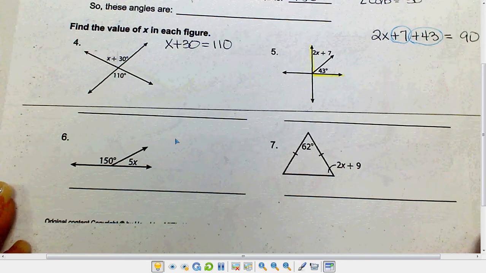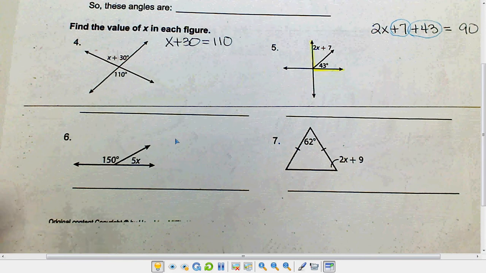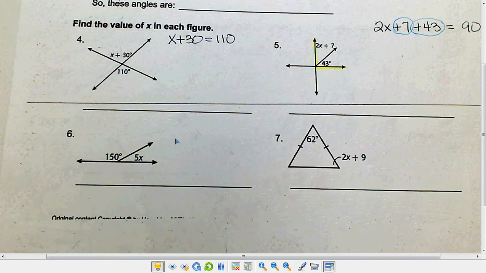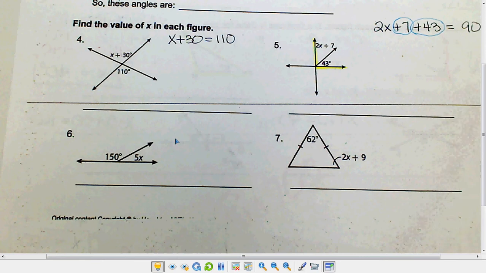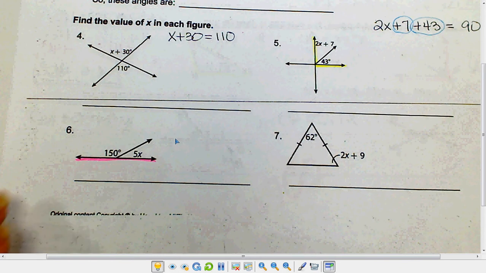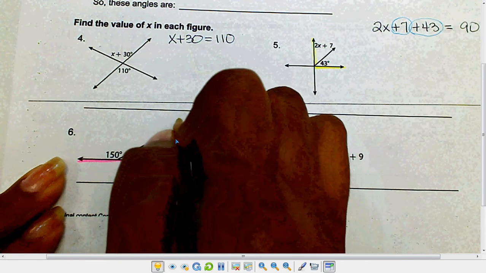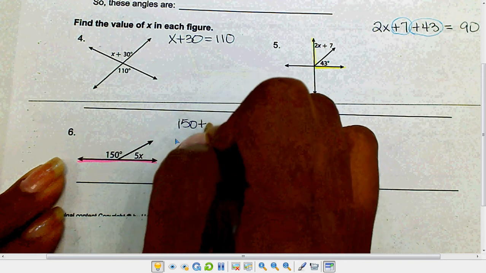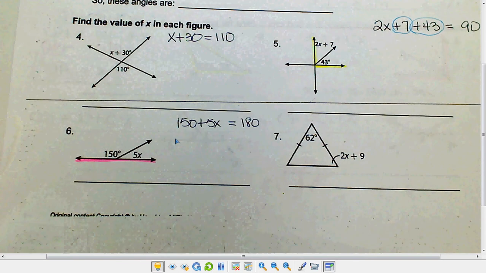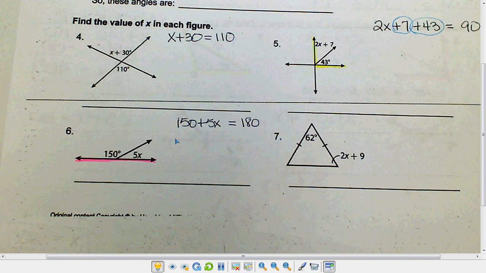Number 6, we have 150 degrees and 5x are both sitting on this straight line, so therefore they form supplementary angles. Right down there. Since we know that line equals 180 degrees. So therefore, what we want to do is take both of these, 150 plus 5x, and it equals 180. Okay, again, solve algebraically. Use what you know about solving equations.